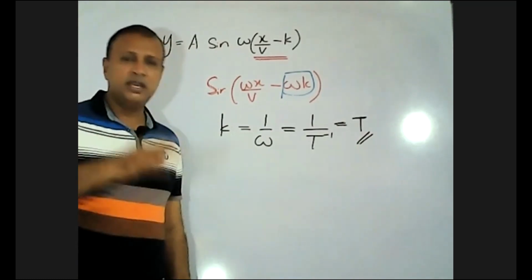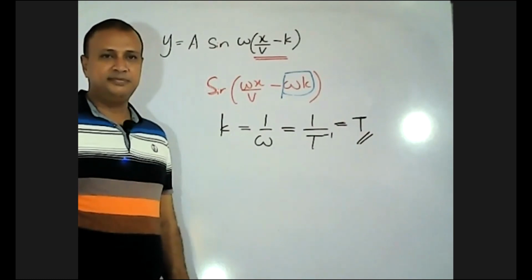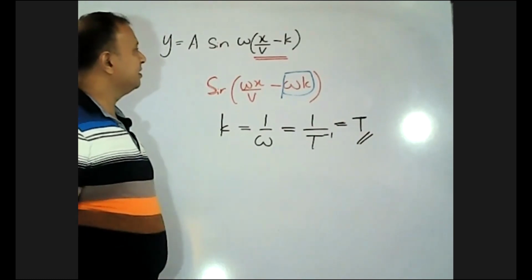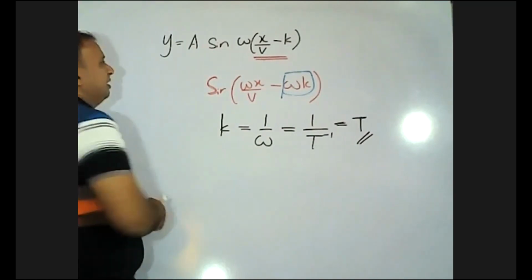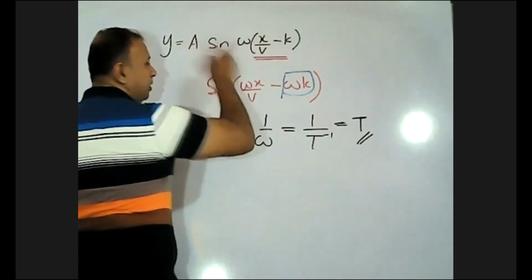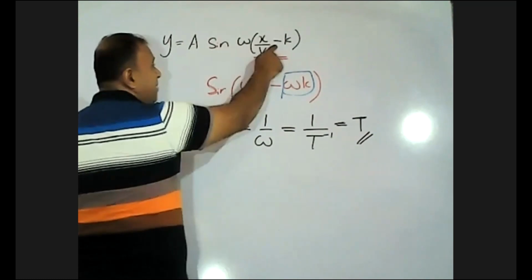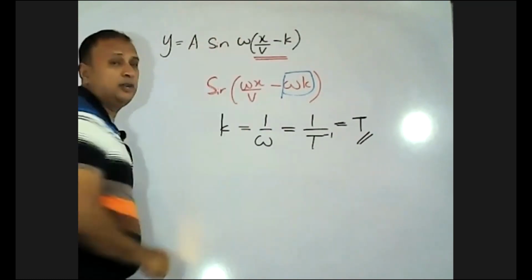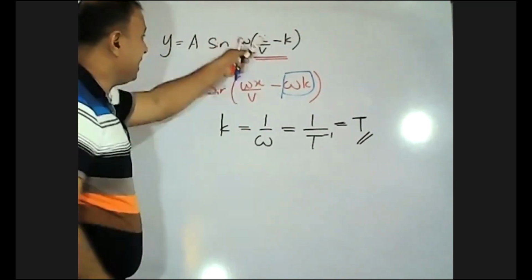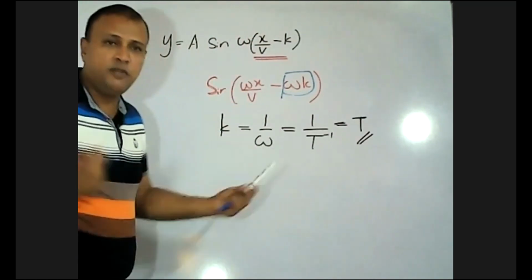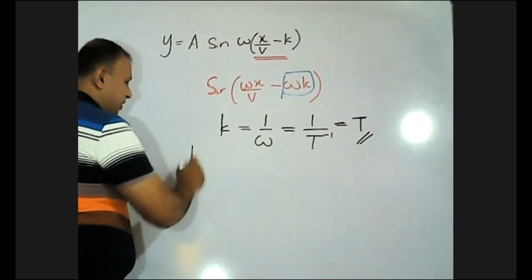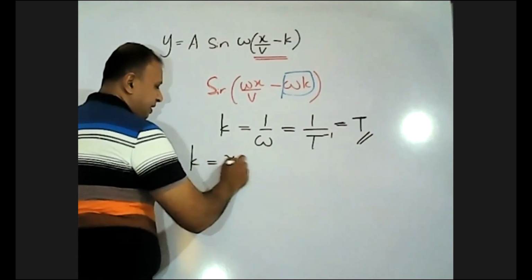It is the shortest method. So I can use factor 1. What is the factor 1? So according to factor 1, I can subtract two same physical quantities. That means k should be equal to x over v.